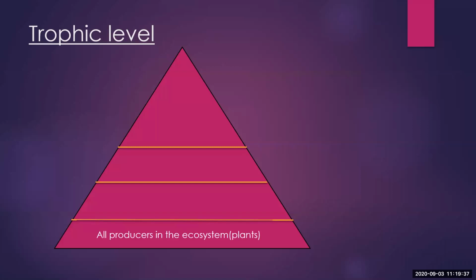Now see here, all producers at the base who are present, all producers in the ecosystems, that is plants. Then in the second trophic level, there are herbivores, then carnivores, and at the top there are omnivores, those who feed on both carnivores and herbivores.